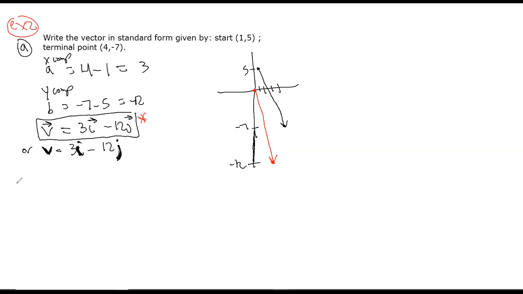Let's try another. Let's have a starting point of negative 4 comma 3, and let's have a terminal point or ending point at 8 comma negative 2.